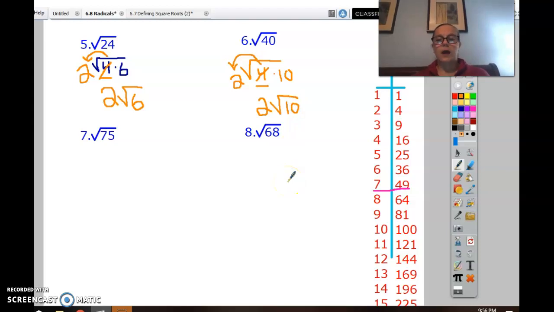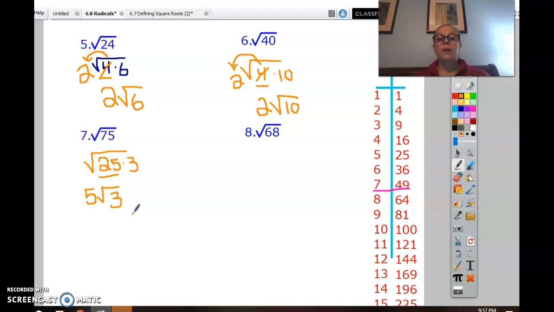And number 7, I've got the square root of 75. We all should know that since it's 75, it's a multiple of 25. And I know 25 times 3 gives me 75, and 25 is the perfect square. So I get 5 radical 3. All right, so those are a couple of ways to think about simplifying radicals with note cards.